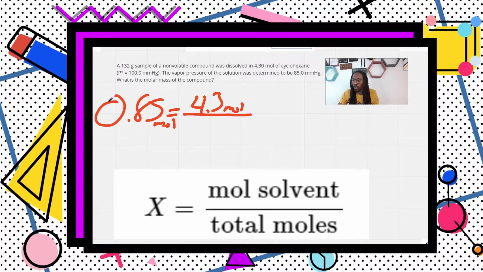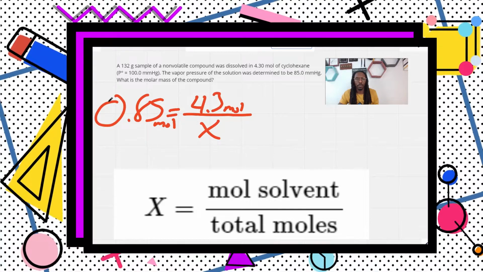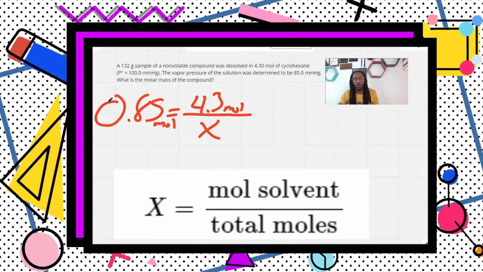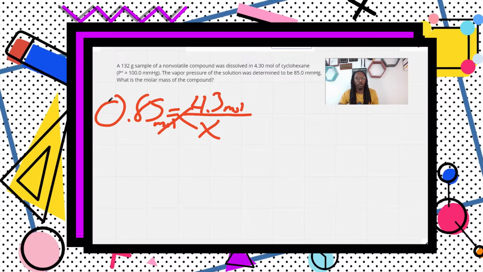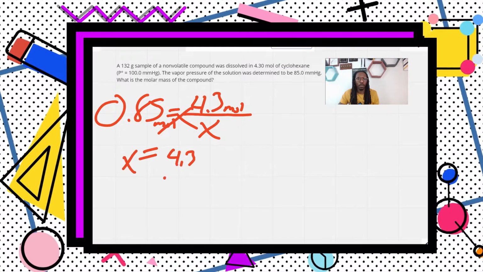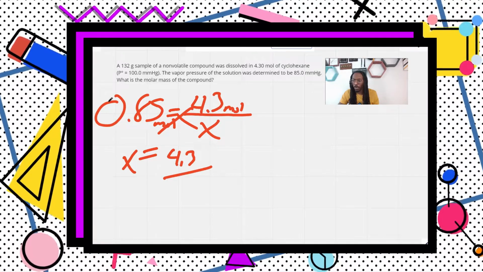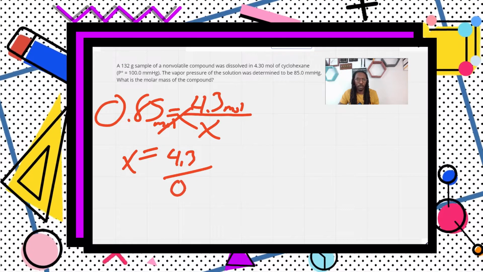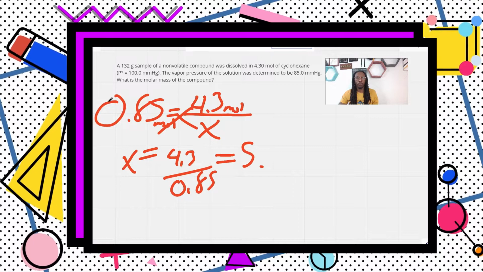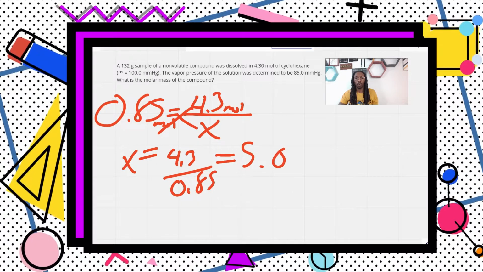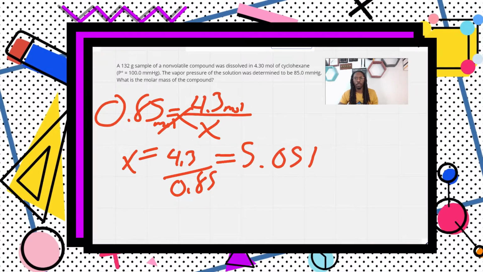Let's look at our total moles. I'm just going to put X here. Doing some cross multiplication, we understand this is over 1. It's going to be 4.3. Cross multiply, bring those back over, 0.85. We do our math here, and we get 5.05 for our total moles.